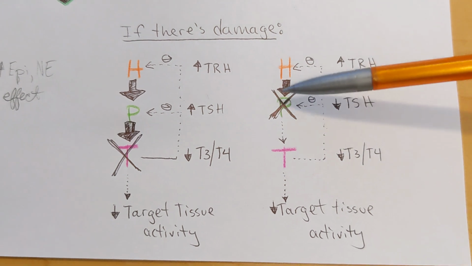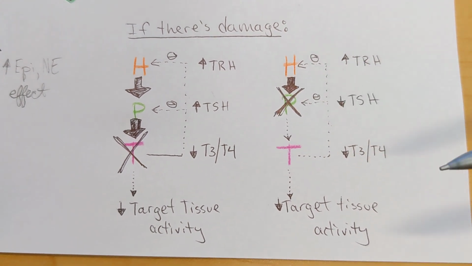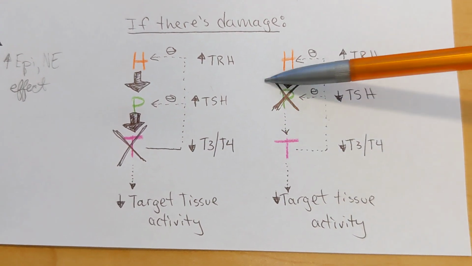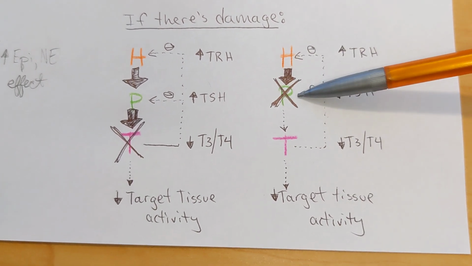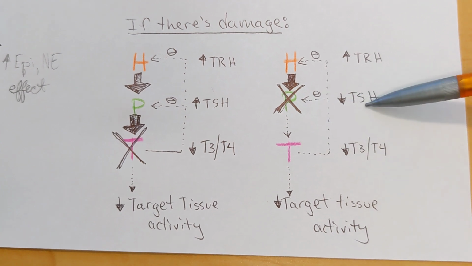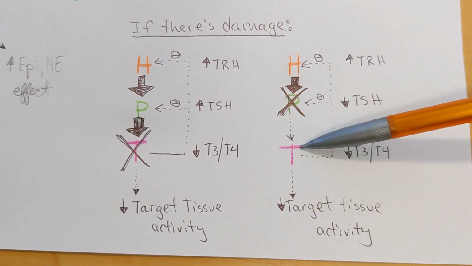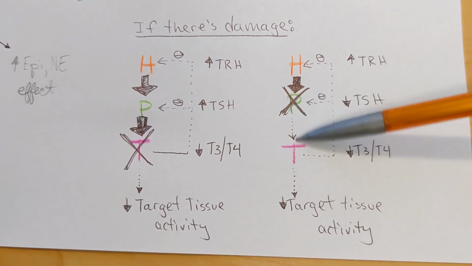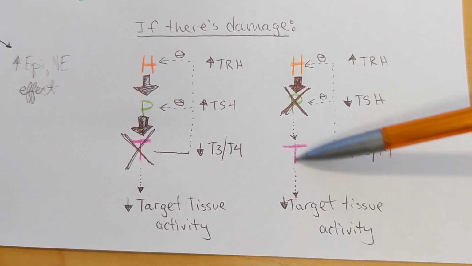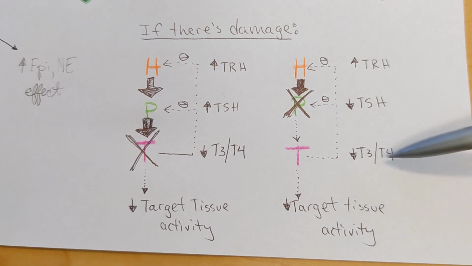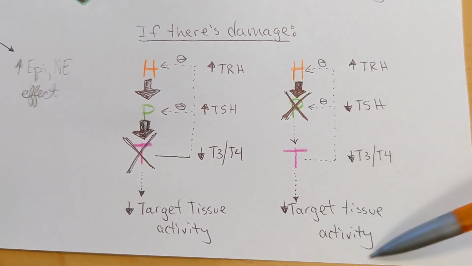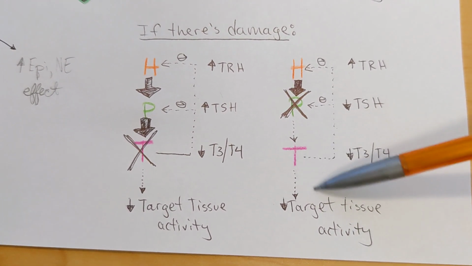Final example, if there's a problem with the pituitary gland, as opposed to the thyroid over here, there's a problem with the pituitary. Pituitary won't be able to release enough TSH to stimulate the thyroid gland, right? And so without this stimulus here from TSH, the thyroid will produce fewer thyroid hormones. Fewer thyroid hormones mean less activity at the target tissues, again, like a hypothyroid condition.